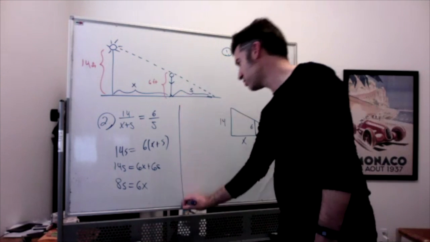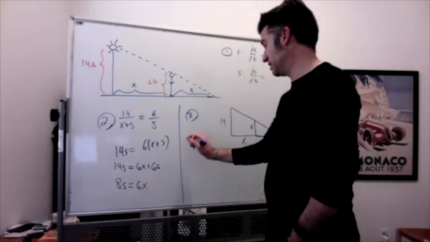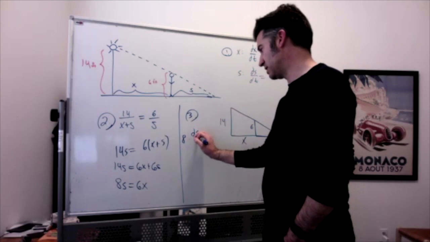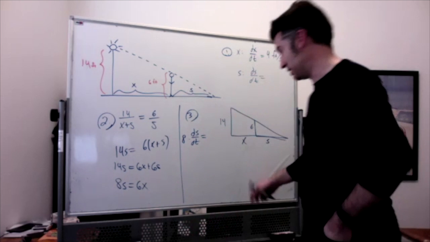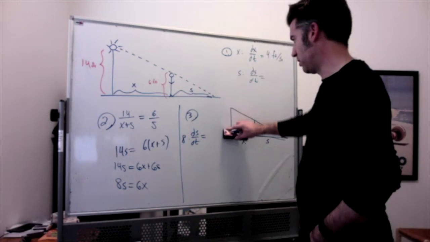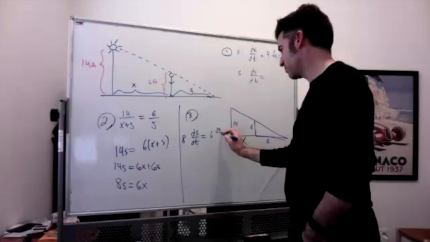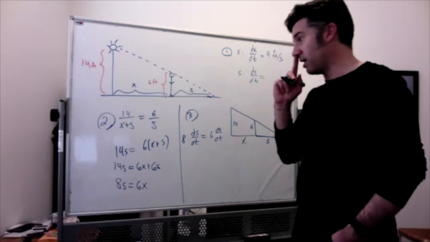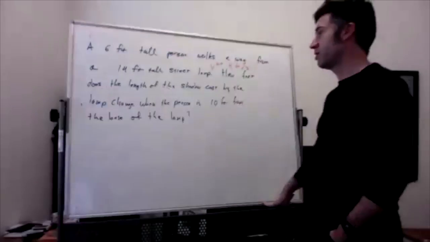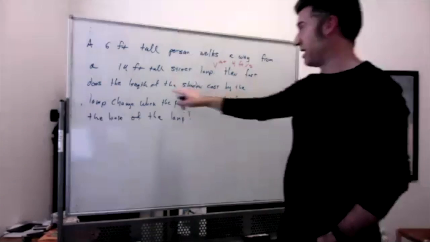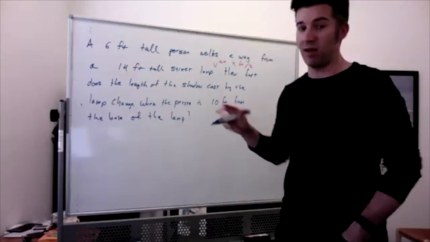So now we're going to differentiate both sides. The derivative of 8s is 8 times ds/dt. The derivative of 6x is 6 times dx/dt. Sorry, my picture is in the way here. Okay, we know what dx/dt is, and we're being asked, if you recall, how fast does the length of the shadow cast out of the lamp change when the person is 10 feet from the base of the lamp?